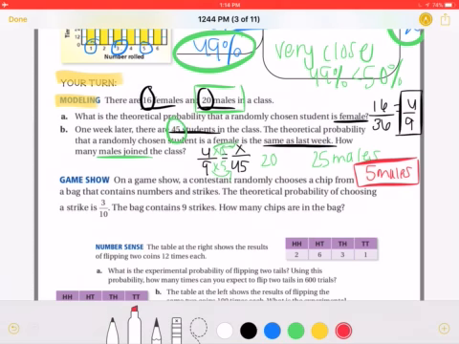All right, we have another problem here, this game show problem. Go ahead and pause and try this on your own. Press play when you're ready to go over it. All right, let's go over this.